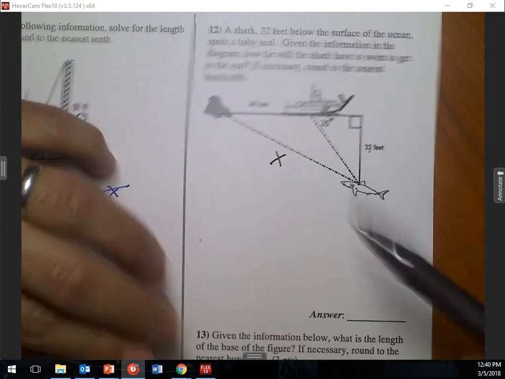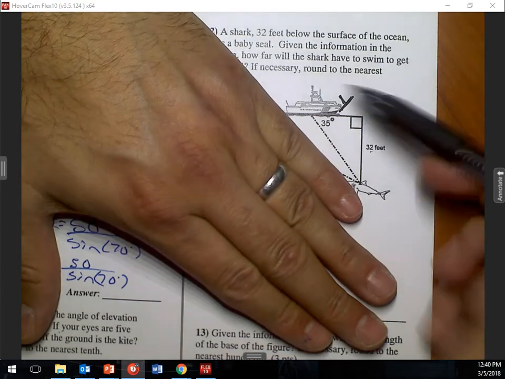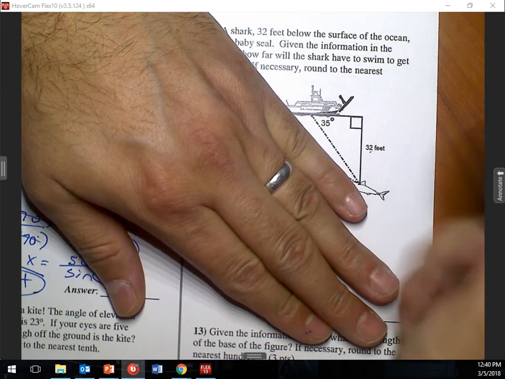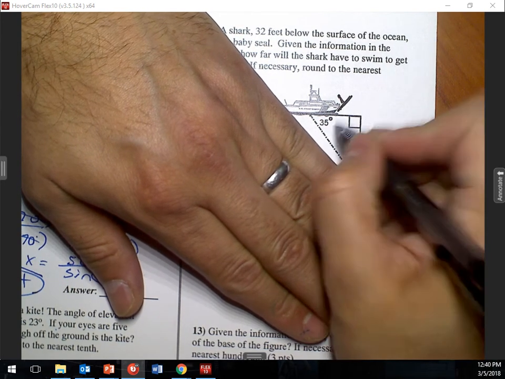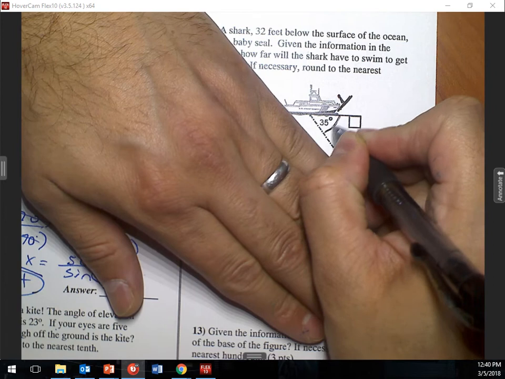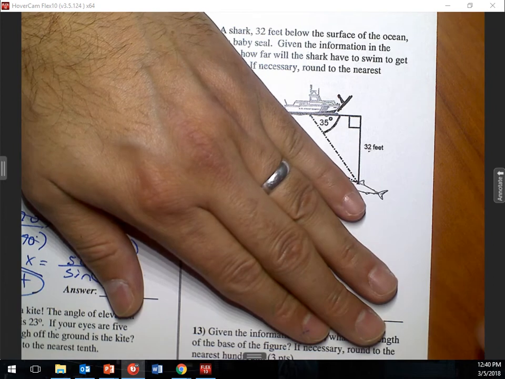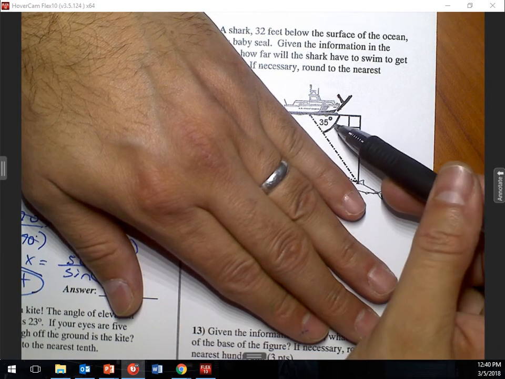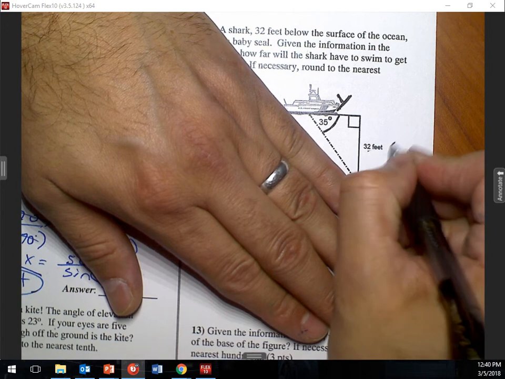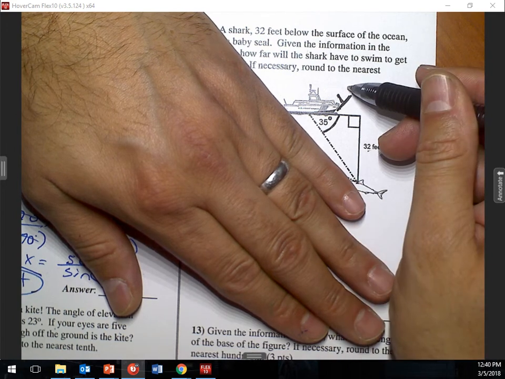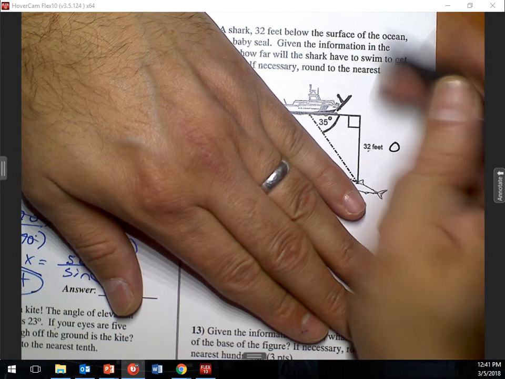Anyway. Alright, so we are going to go with this piece right here. So given this information, my reference angle is going to be 35, right? So I'm going to arc that right here. So that is my reference angle for this. So now, that means that this side over here is the opposite. Very good. This side over here is? Adjacent. This one's adjacent. Very good.